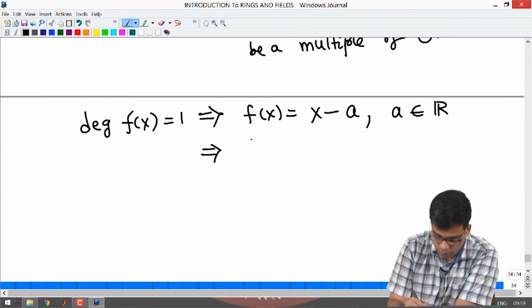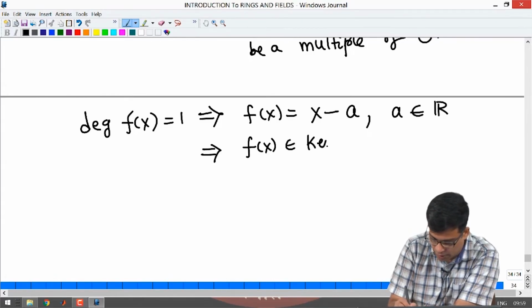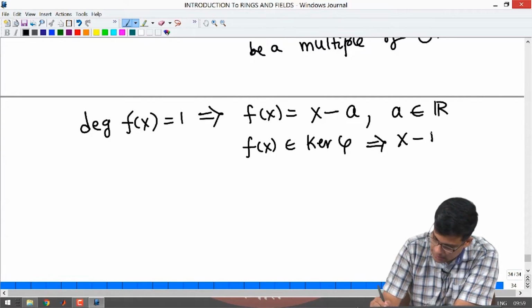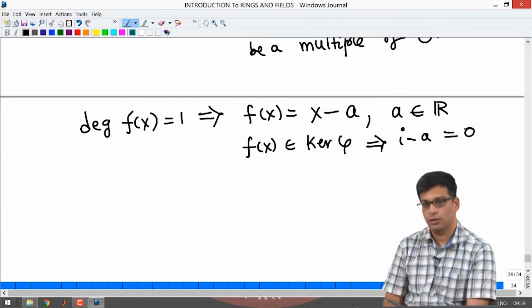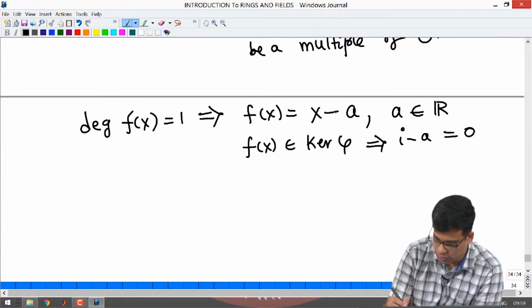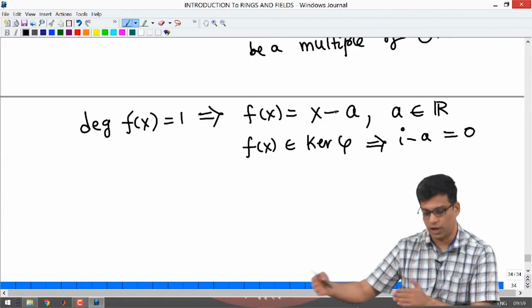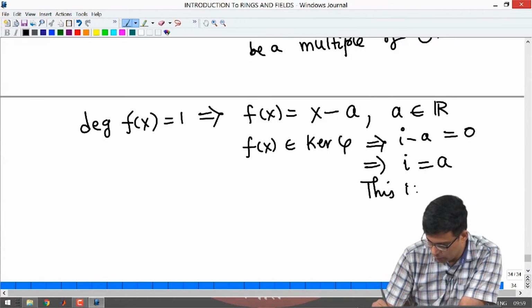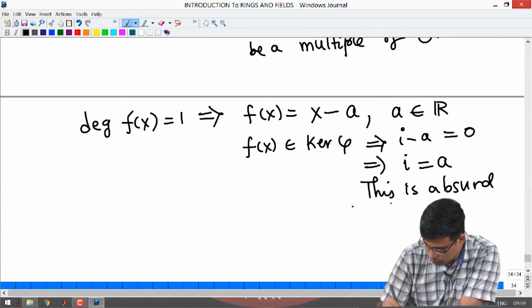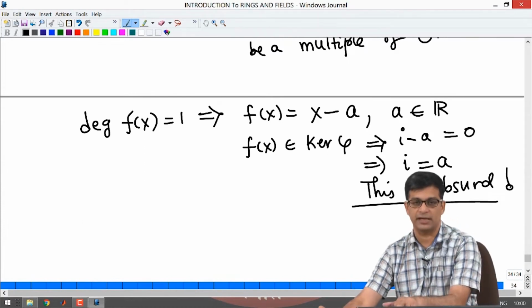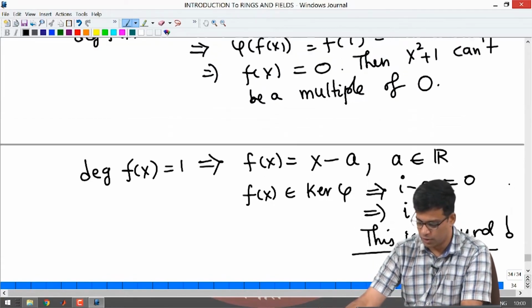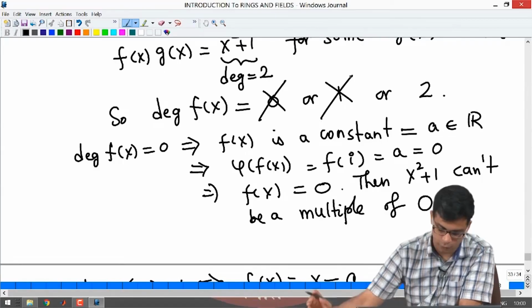But then remember f x is in the kernel as I mentioned earlier. So this implies x minus a is in the kernel, but that means i minus a is in the kernel. So i minus a is equal to 0, right, because x minus a under phi maps to i minus a, but that means i equals a, but this is also absurd, right. Why is it absurd? This is absurd because a is a real number, imaginary number i is not a real number. So a real number cannot be equal to i. So 1 is also not a possibility.